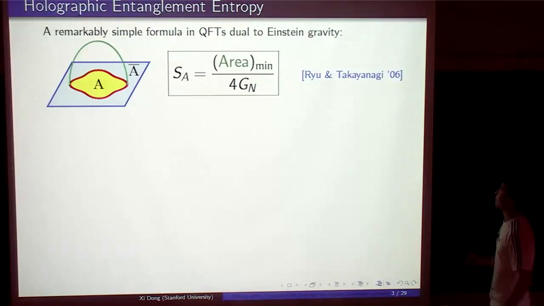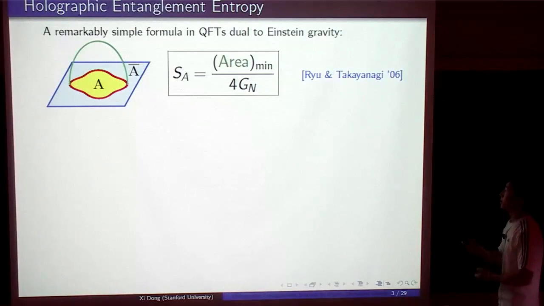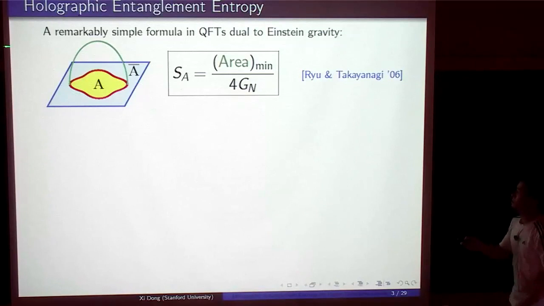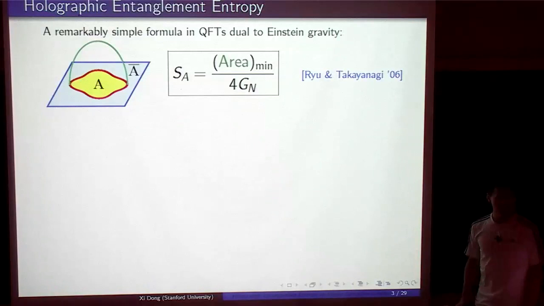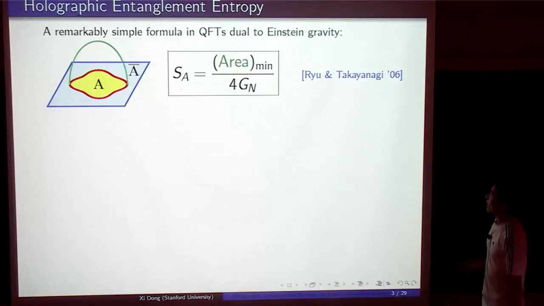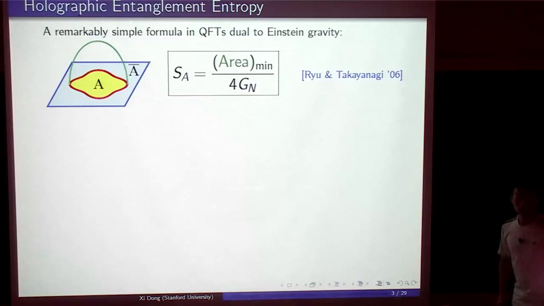The Ryu-Takayanagi formula was proposed in 2006. It is a remarkably simple formula for entanglement entropy in field theories dual to Einstein gravity. The prescription is very simple. If we want to compute the entanglement entropy for region A on the field theory side, we simply construct a minimal surface that shares the same boundary as the boundary of A, but can extend into the bulk, and the entanglement entropy is then given by the area of this minimal surface divided by 4 G Newton.